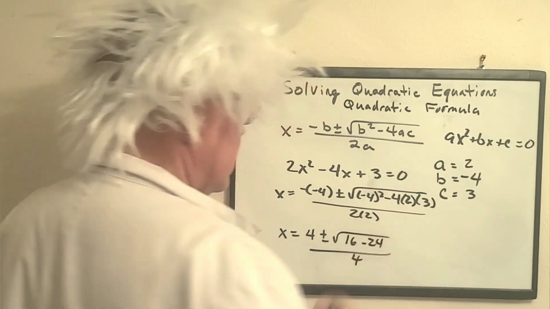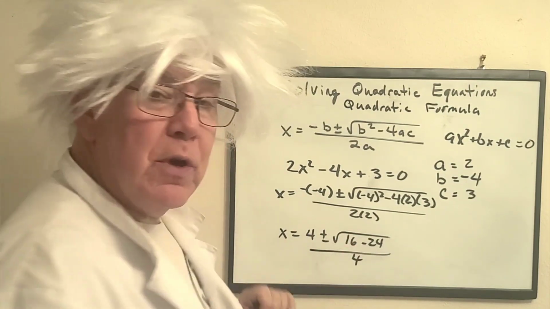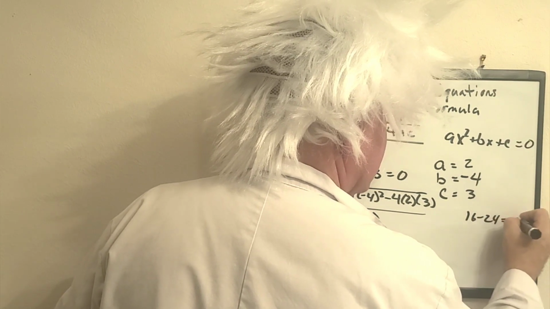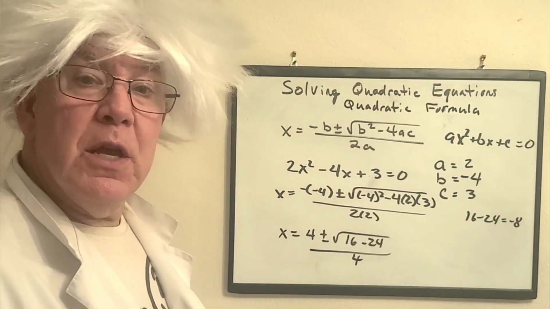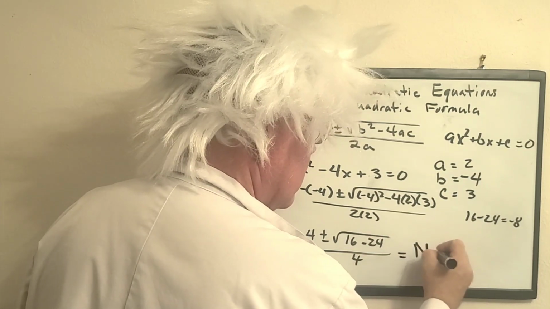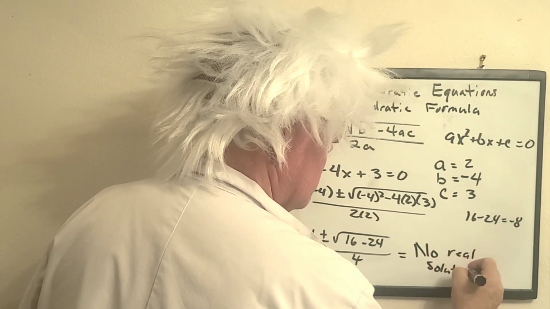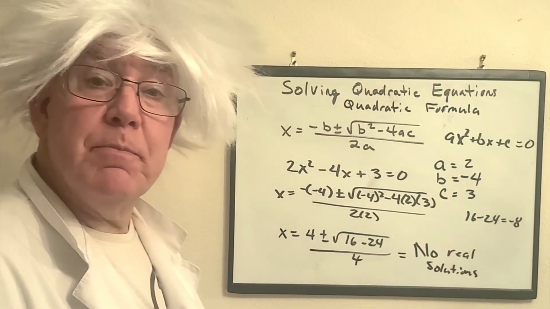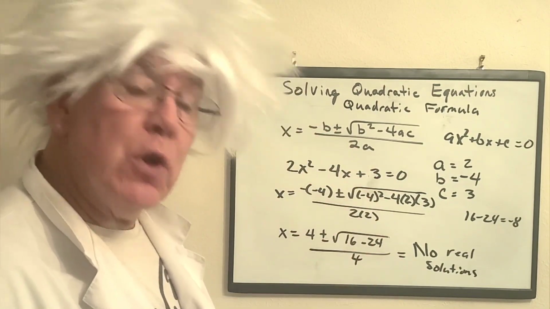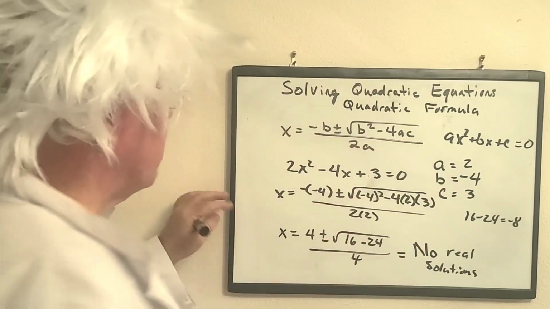Now, here's the little deal, guys. Right there, this is called the discriminant. 16 minus 24 equals negative 8. Uh-oh. Here's the problem. Because of that, we have no real solutions. We jumped off in the water and got bit by a shark. But here's the deal. In Algebra 2, I could show you what we call the imaginary roots. So that's the quadratic formula, y'all.